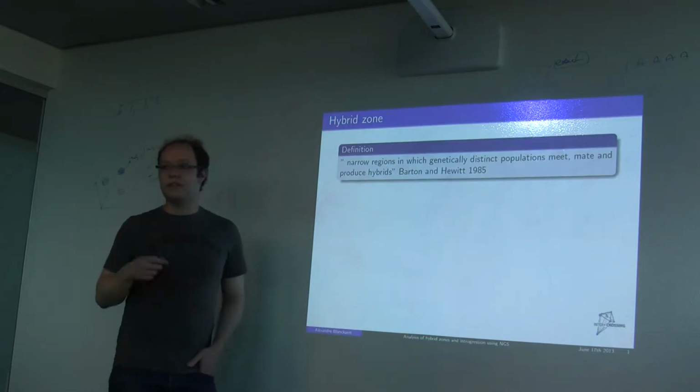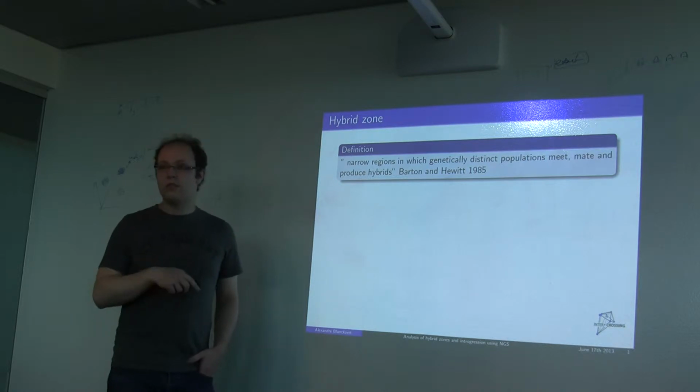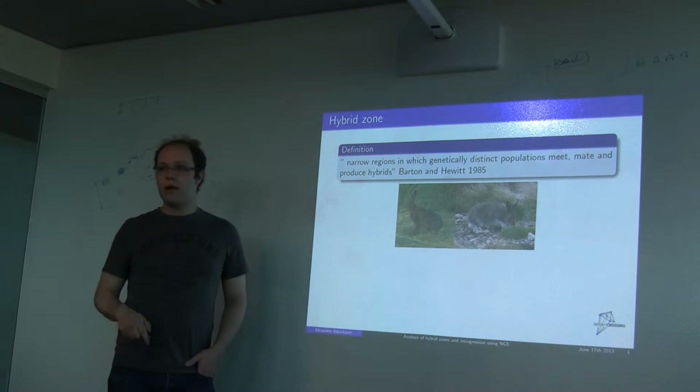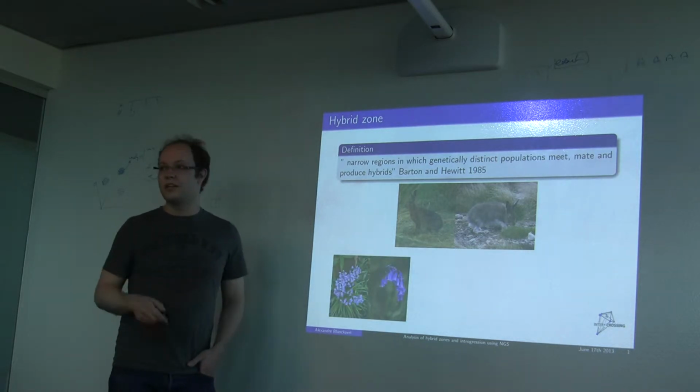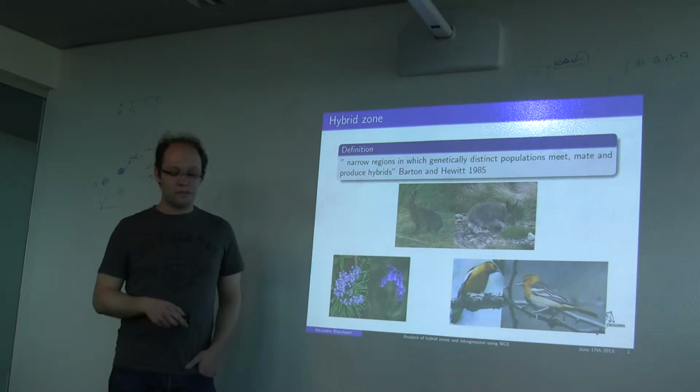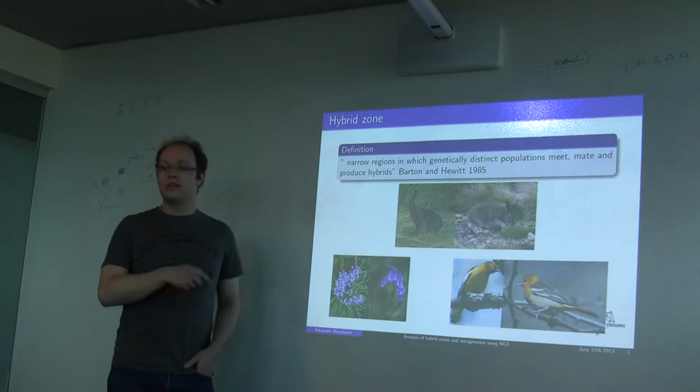So a hybrid zone is defined, following Barton and Hewitt, as a narrow region in which genetically distinct populations meet, mate, and produce hybrids. And there are quite a few examples of hybrids in nature, for example, between these two hares, or between these two flowers. Janine will speak a bit more about this one, or between these two worms, for example. In this definition, they use genetically distinct populations and not species.